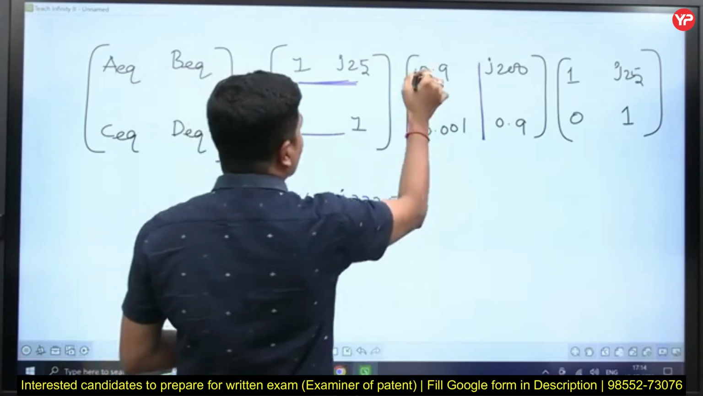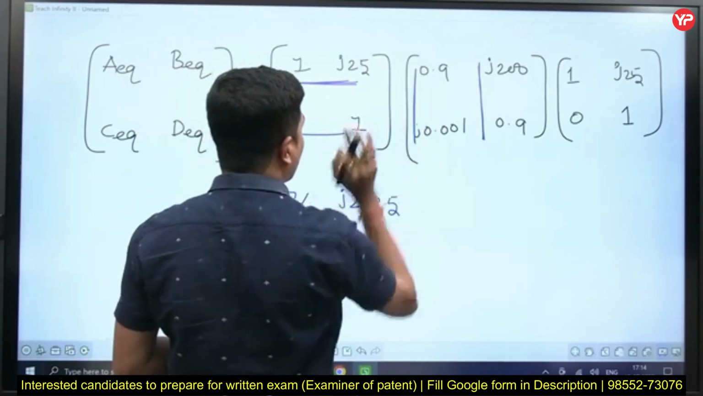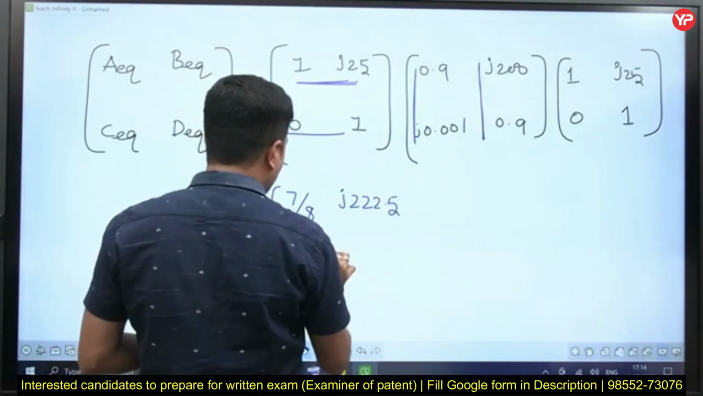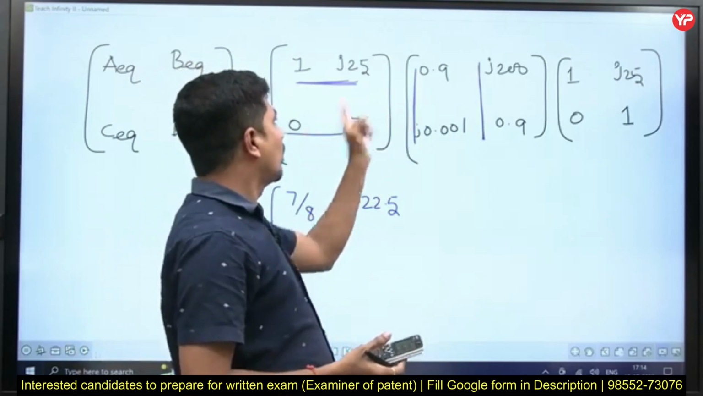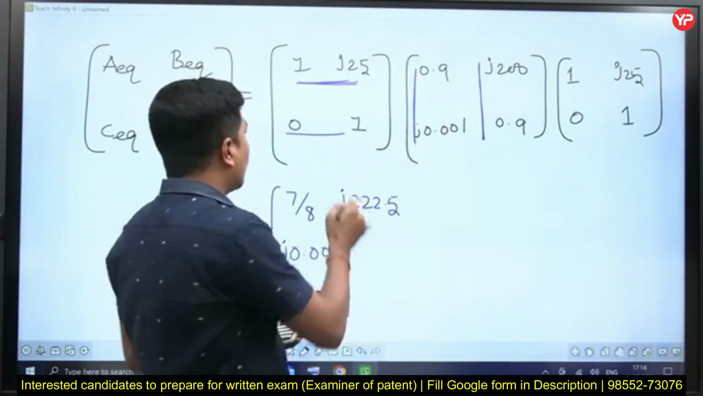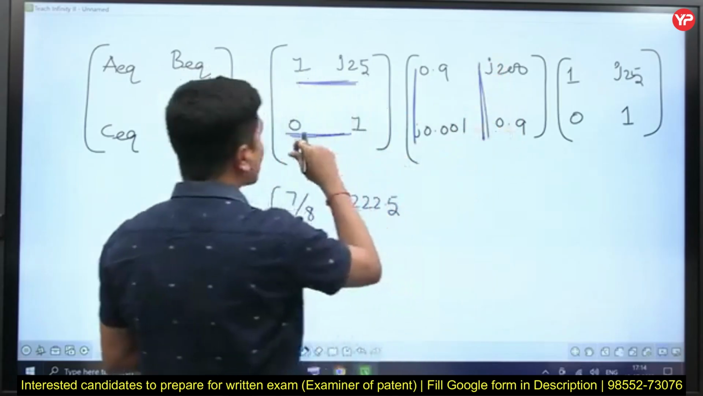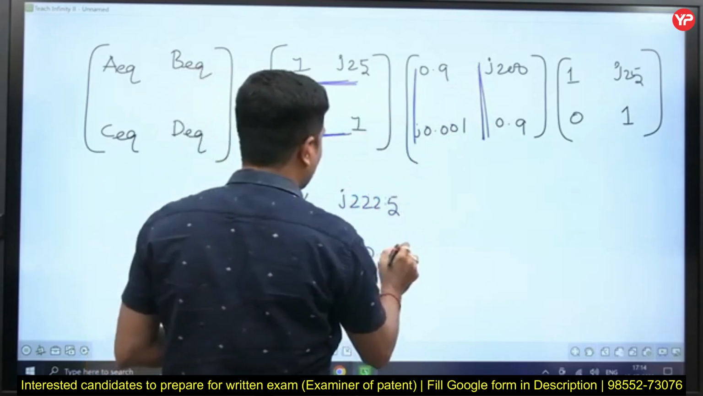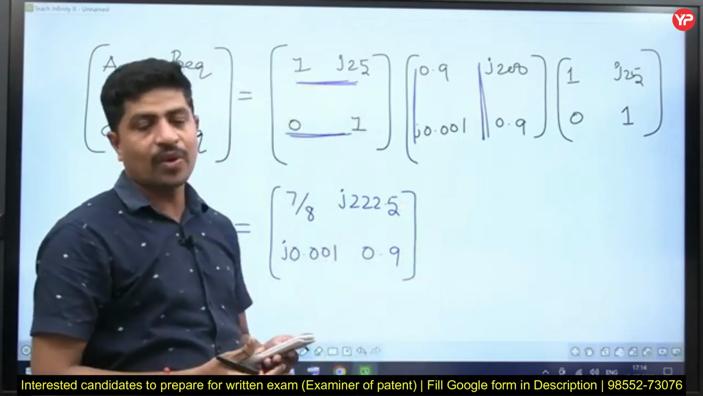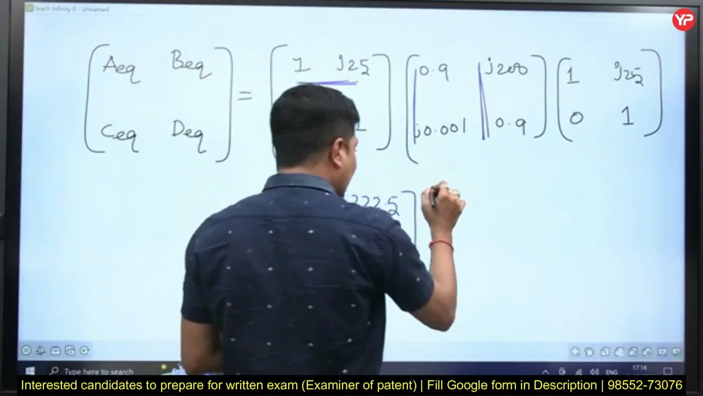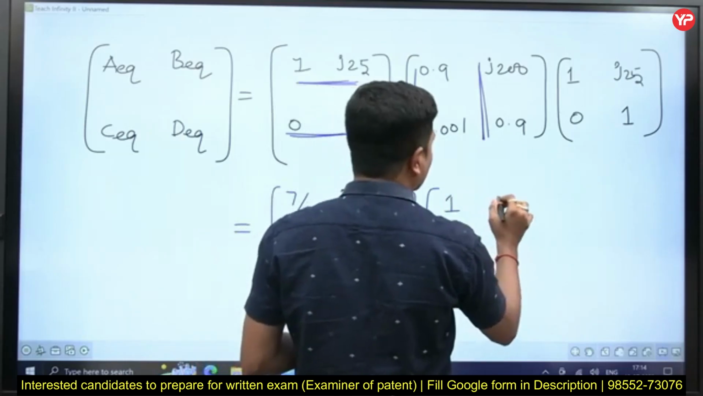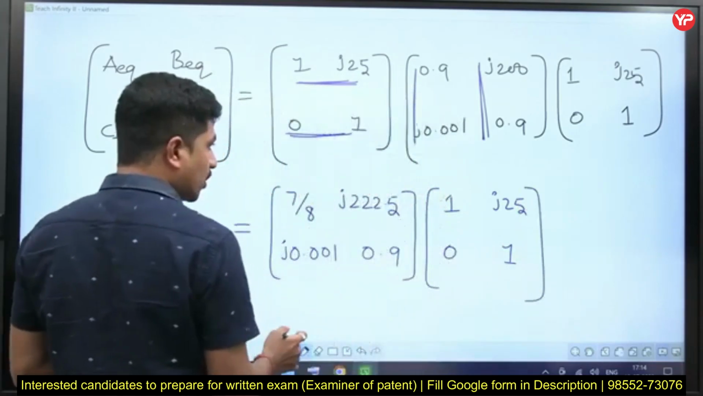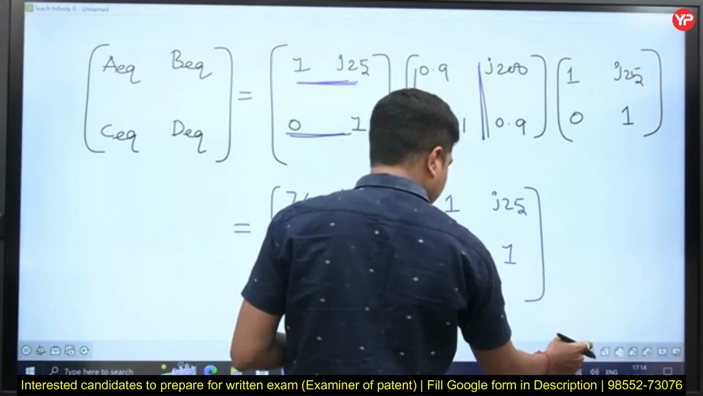Now this one with this one will give element C. 0 into 0.9 is 0 only, plus 1 into J0.001. Now this into this we have to do. 0 into J200 is 0, 1 into 0.9 is 0.9. We got the multiplication of these two. Then we are left with the multiplication of these two parts: 1, J25 and 0, 1. Let's do this.